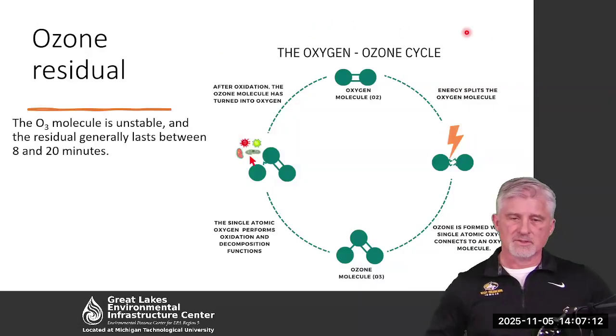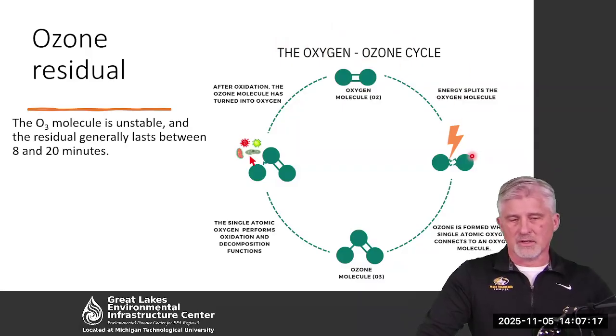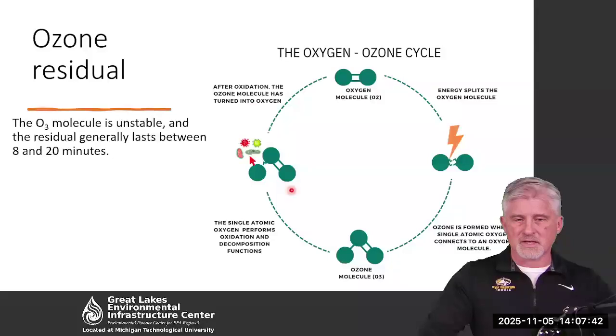So the oxygen ozone cycle. We start with our oxygen, we add energy, it splits the O2 into two oxygen atoms, and then because they're not stable when they're split, they'll connect to an O2. They're still not very stable, so that single O is going to then attack our pathogens, and now since that's happened, we're left with oxygen again. So the cycle just tends to go around.